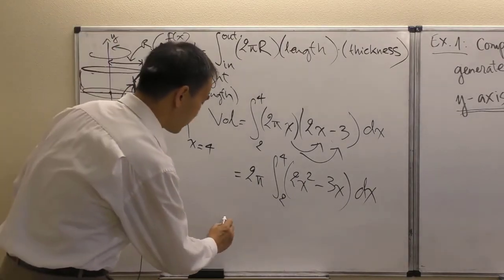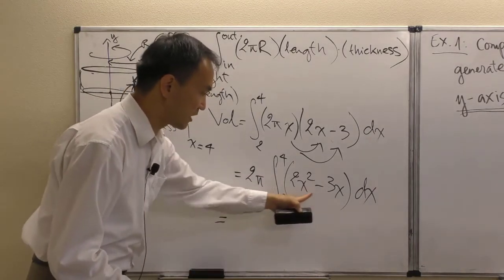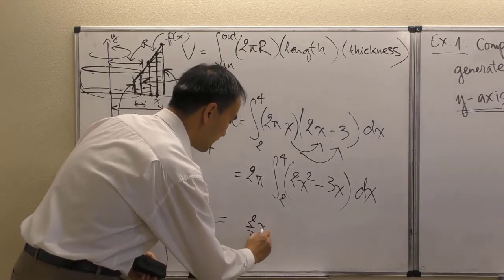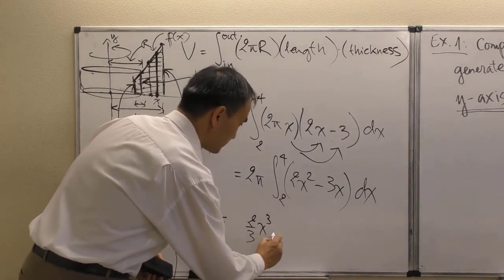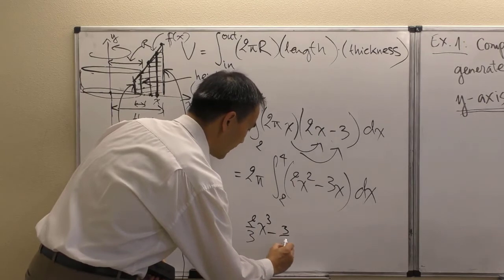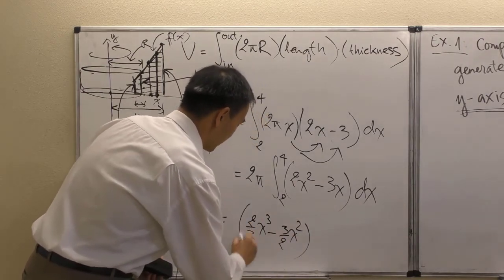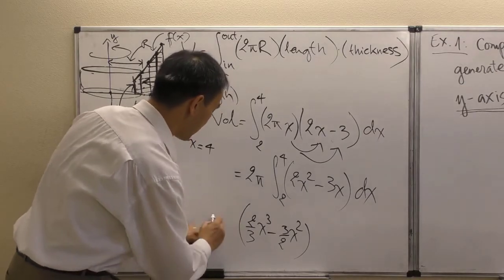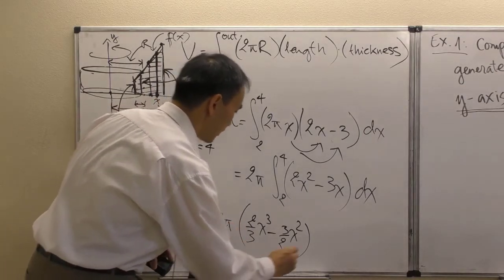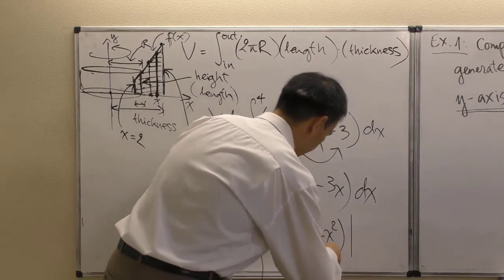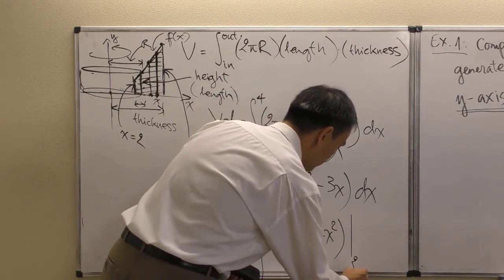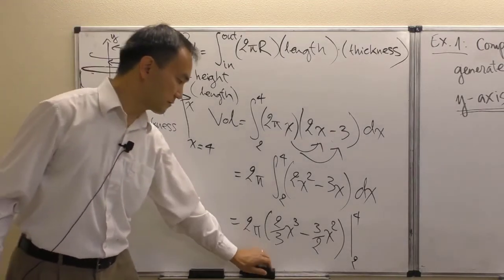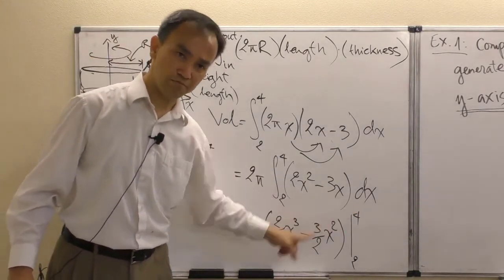So according to the fundamental theorem of calculus, we're going to take the antiderivative of this, which is now 2/3 x cubed minus 3/2 x squared. And then we multiply with the 2 pi in front, and then we need to evaluate that antiderivative from 2 to 4.